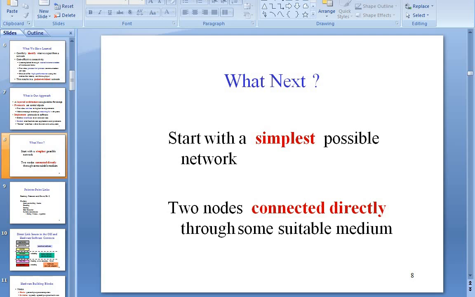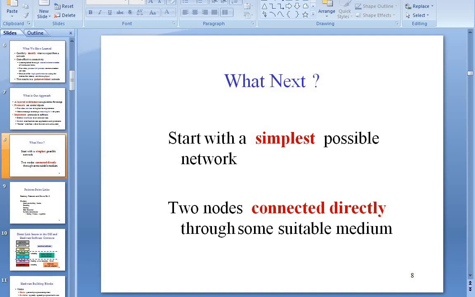However, what would be the simplest possible form of a network? The simplest possible form of a network starts by connecting two devices or two nodes through some suitable medium. For example, if you have two computers or two laptops and you connect those laptops through some suitable medium like a UTP cable, that would be called the simplest form of a computer network.